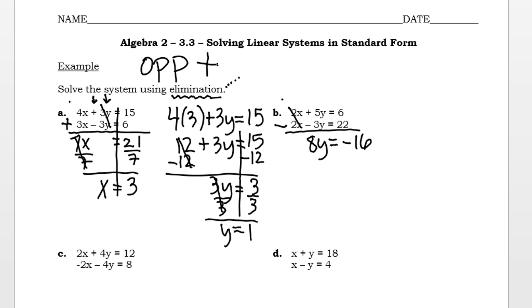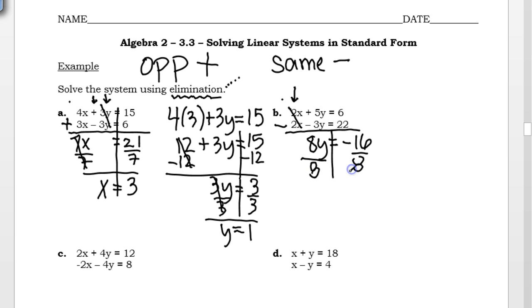On my second example, I saw a match right here. My 2 matched my 2, but they were both positive. When my signs are the same, I want to subtract. When you subtract 2 of the same sign, you get 0. So opposite add, same subtract. Once I have that figured out, I just keep going.